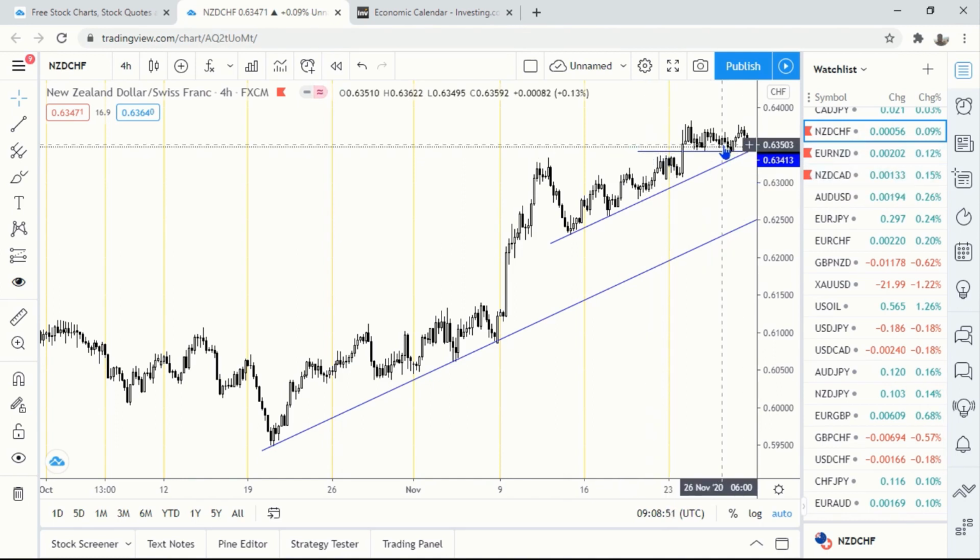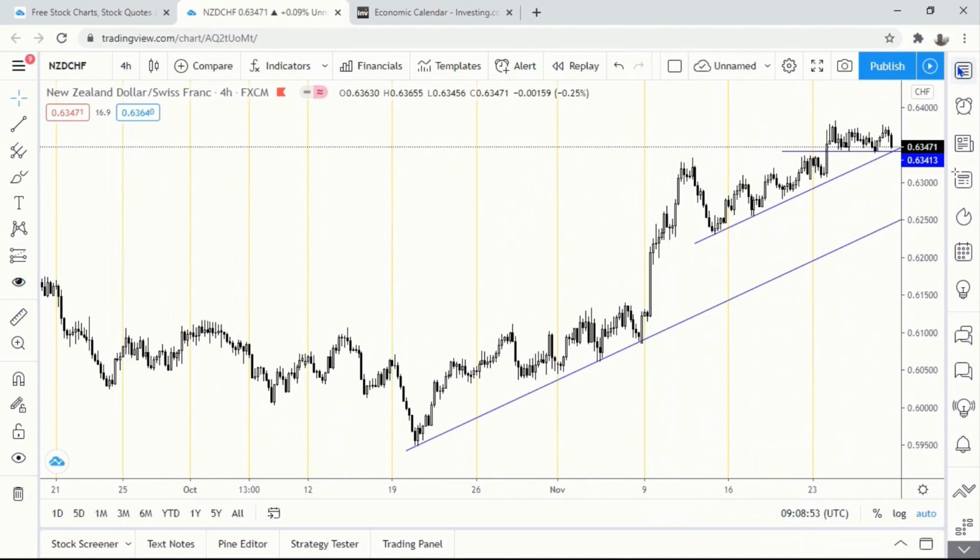We have the NZDCHF already on our screens. For the NZDCHF, it's a very simple trade idea. The NZDCHF is currently trading on an uptrend line. As long as this pair remains above the confines of the uptrend line, the bulls remain in control. But then momentum will turn bearish when NZDCHF manages to break below the trend line, which is acting as support right now.